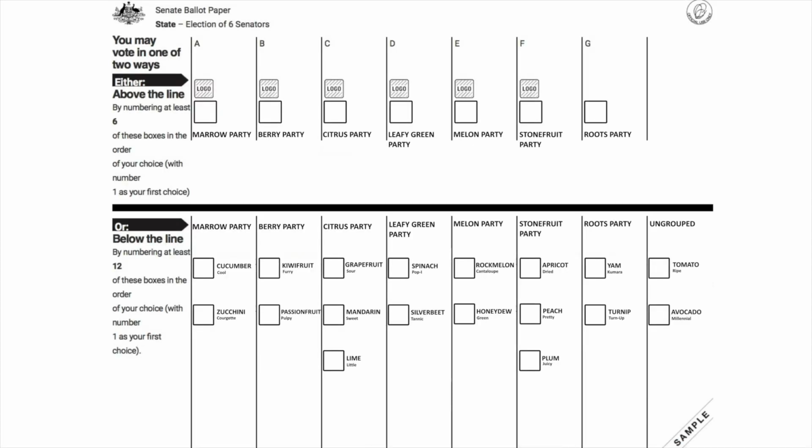We can see in this example with the wonderful fruit and vegetable that I was speaking about last time, and we found out a lot of my thoughts on fruits and vegetables. We can see here that above the line they're divided into parties, and this is called group ticketing. Each A, B, C, D, E, F, G that you see up there, that represents what we call a group. If you vote above the line, you're voting for that group, and that group may have preferences that you're not 100% aware of. I would personally recommend below the line voting for 2 reasons.